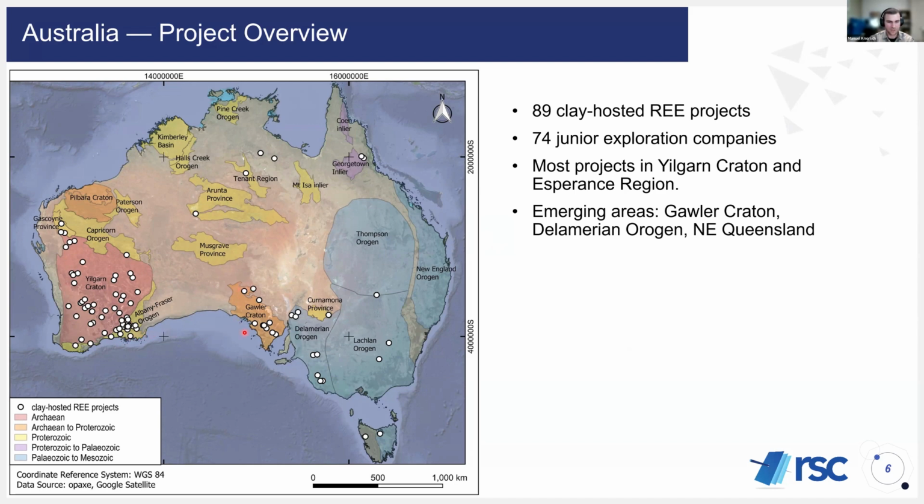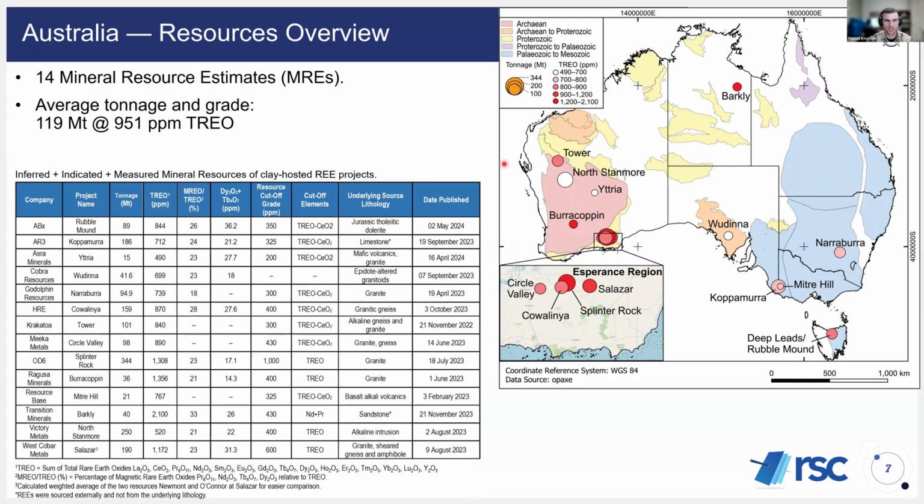We see a lot of activity also in the Gawler Craton, and more recent activity as well in the Delamerian orogeny, and also up here in northeast Queensland. Overall, it's 89 projects, and they're all run by junior exploration companies. Now, if we move one step further, all projects that already have an established resource, that would be 14 at the moment that have been published.